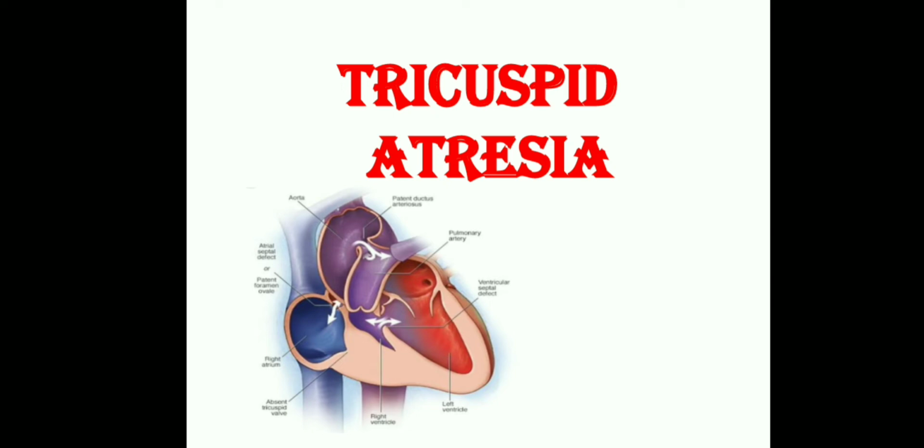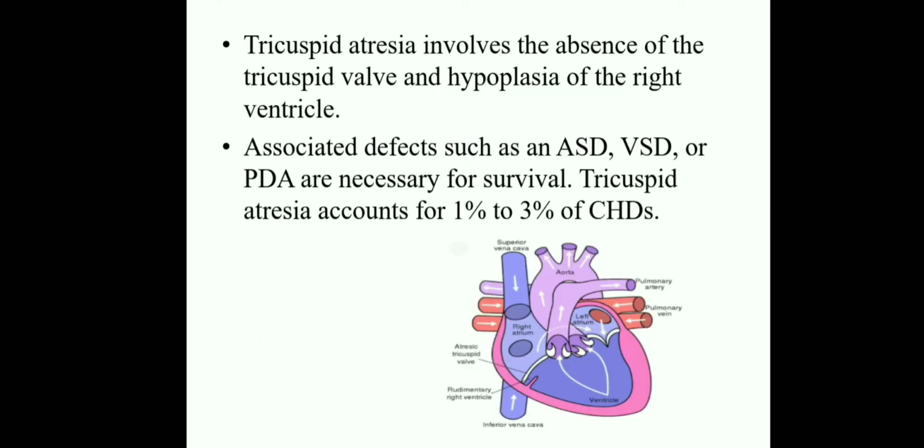All of you clear? What is tricuspid atresia? The tricuspid valve is absent because of the congenital malformation. This atresia is there. Okay, this is about tricuspid atresia. Okay, coming to the introduction.